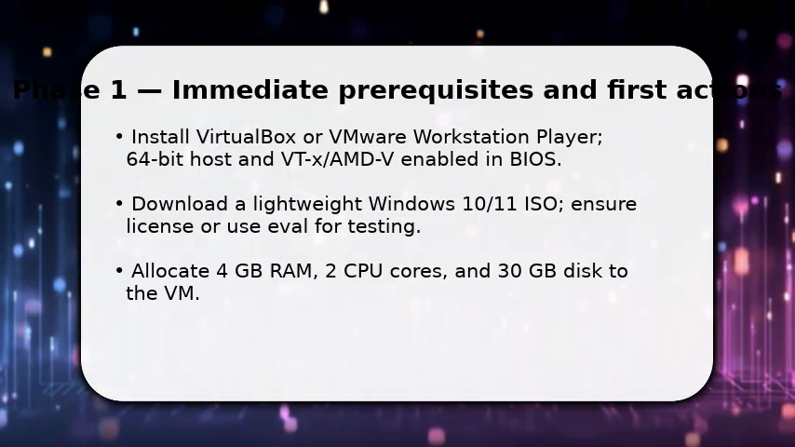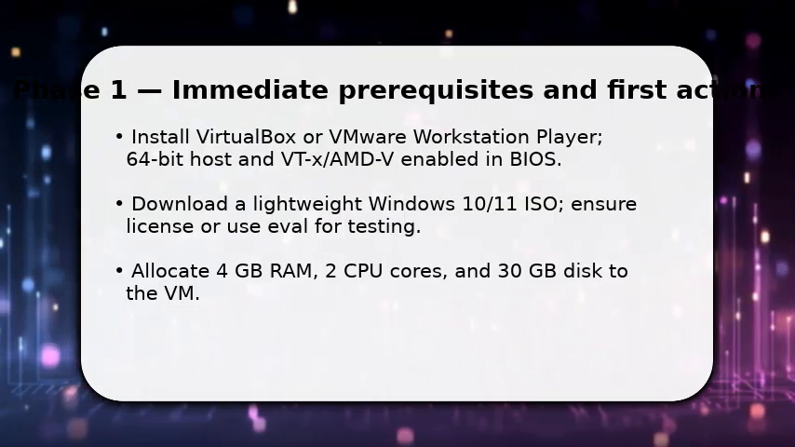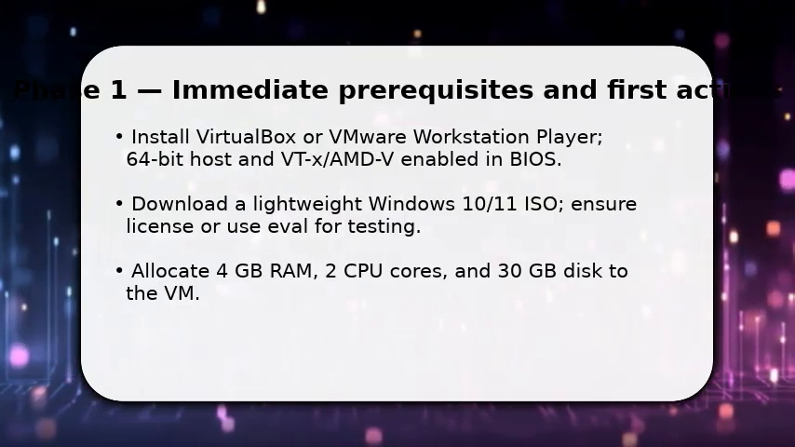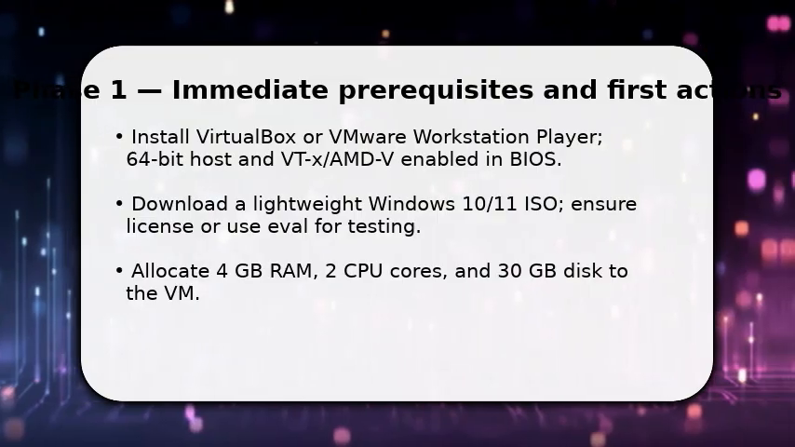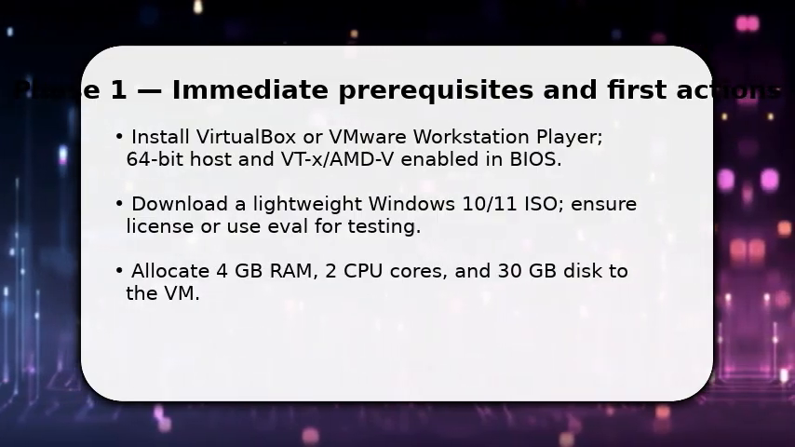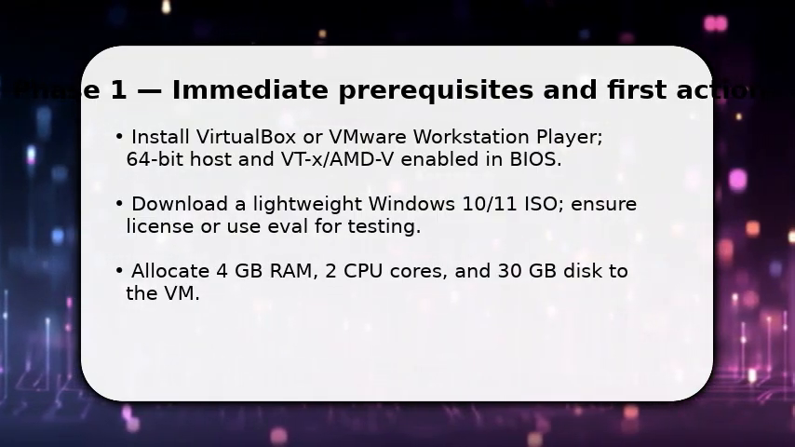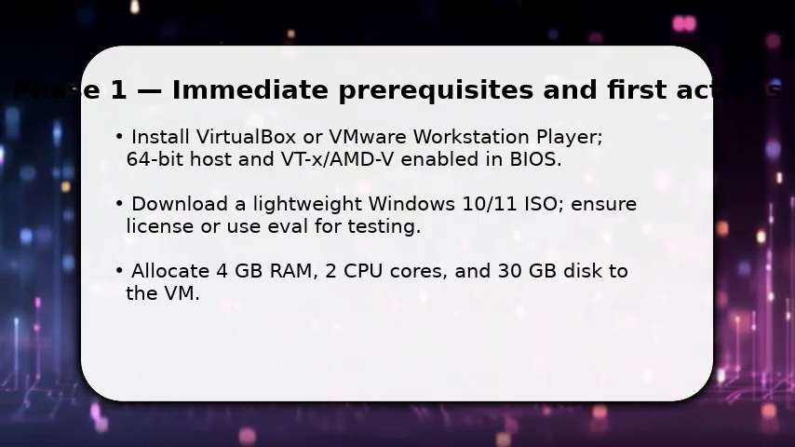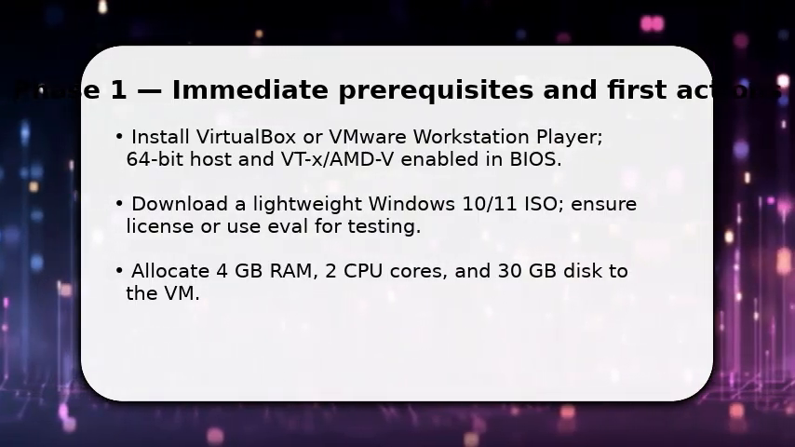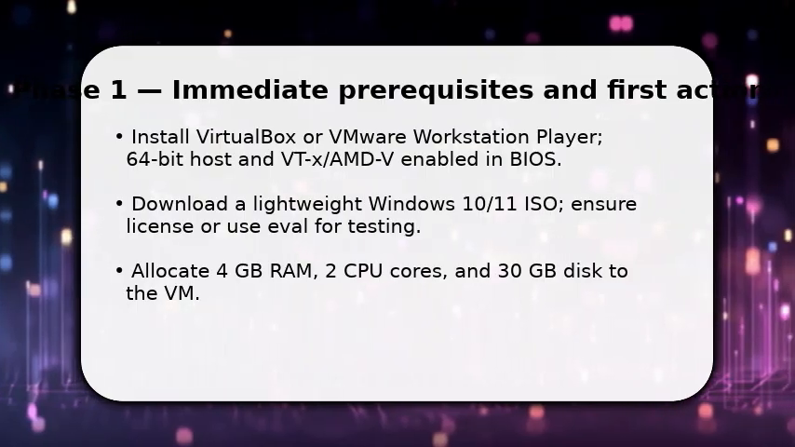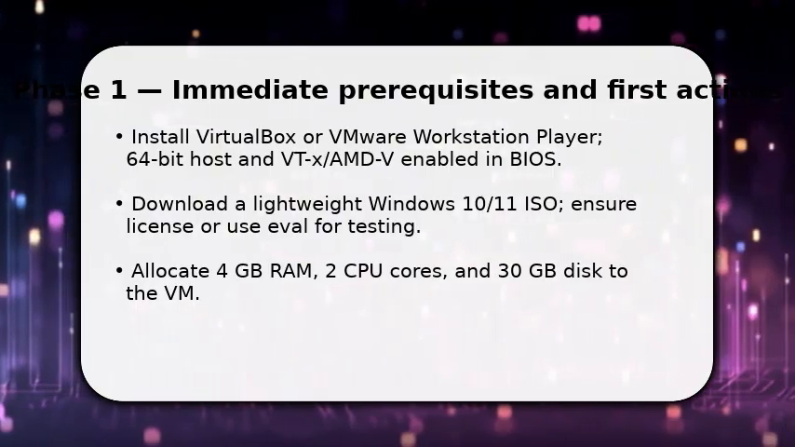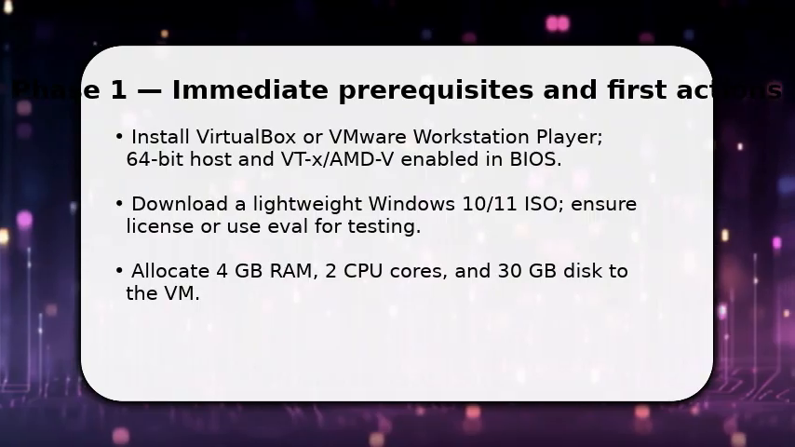You begin by confirming prerequisites: virtualization enabled, a Windows ISO, and enough RAM. Once confirmed, open VirtualBox or VMware and create a new VM. Select Windows 10/11, 64-bit, and assign 4 GB RAM and 2 CPU cores. Make a 30 GB dynamically allocated disk so you save host space.